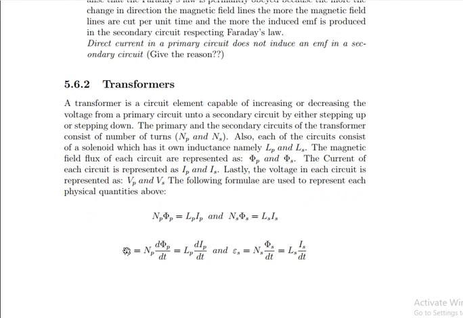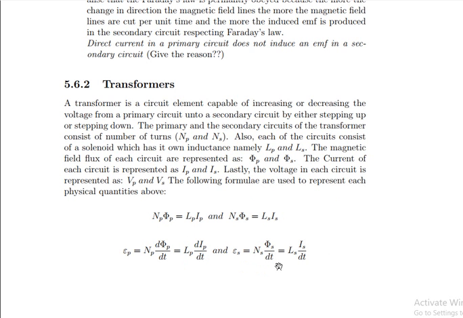So now the EMF induced on the primary circuit will be equal to N_P times the change in the magnetic flux linkage. So it's going to be the number of turns of the primary circuit times the change in the magnetic flux with respect to time, and this is equal to the inductance of the primary circuit, L_P, di over dt.